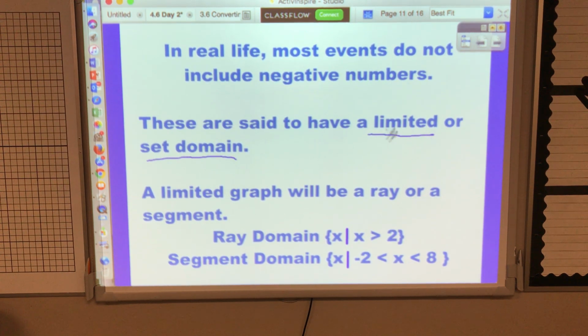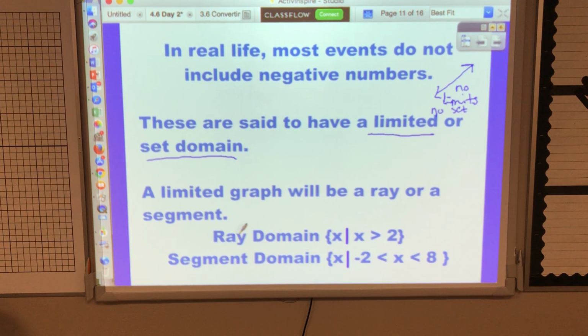And these look different, okay? Most graphs we've worked on, if they don't tell us anything about that domain and range, is an arrow or a line with arrows at both ends. So this is no limits. No limits and no set domain. Okay. Then we have an arrow. But if it is limited or set, we either have a ray or a segment.